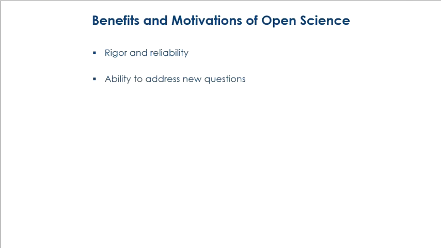The benefits and motivations of open science include rigor and reliability. If articles and underlying data and methods are open and transparent and accessible, it is easier for researchers to check the work of others and to find mistakes and to correct those. The ability to address new questions.